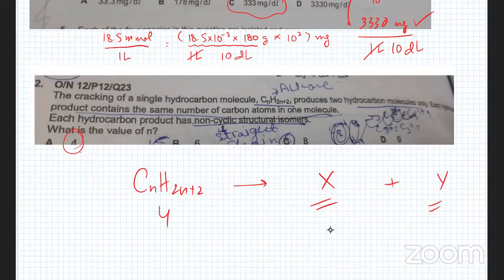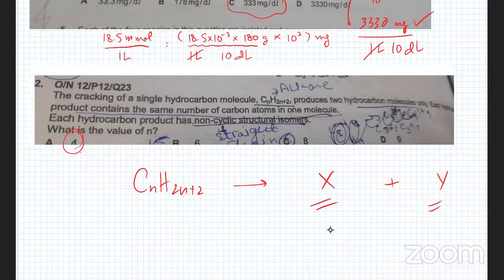Can you have non-cyclic structural isomers with 6 carbon atoms? If the original molecule has 6 carbon atoms, it's 3 carbon atoms and 3 carbon atoms. You can't rearrange 3 carbon atoms. That's the only arrangement. You can't really have isomers in this.